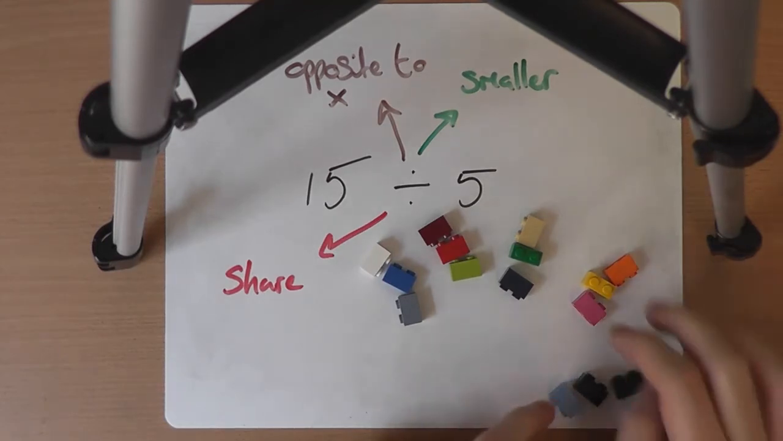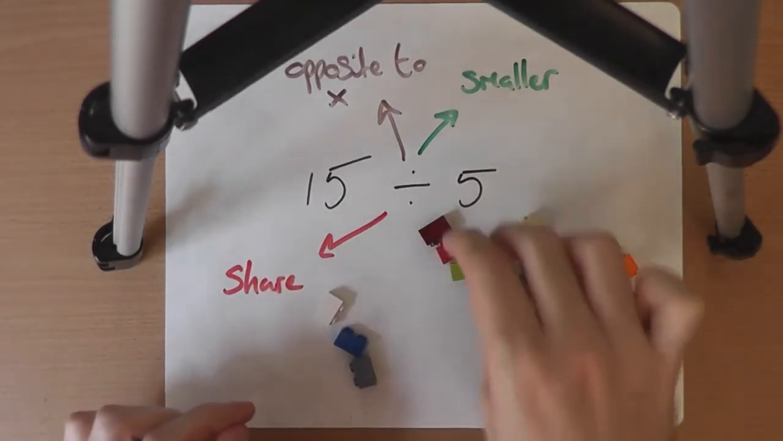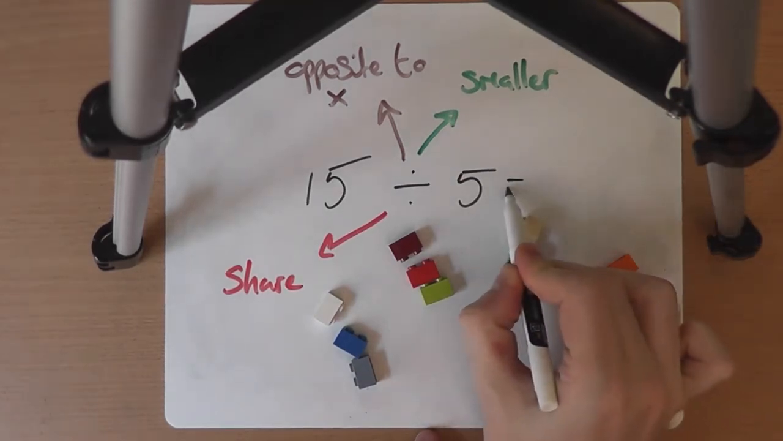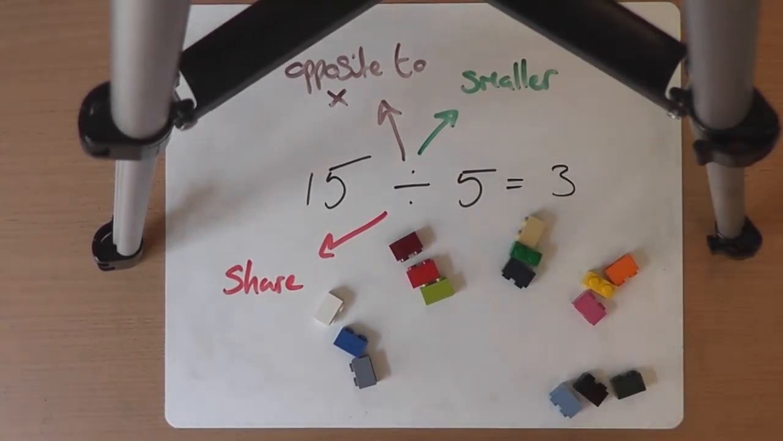We have shared those bricks into 5 equal groups. In each group there are 3 bricks, so what is 15 shared among 5? 15 divided by 5 is, in fact, 3. So I could write equal 3, and we're going to refer to that again in a minute. 15 divided by 5 is 3.